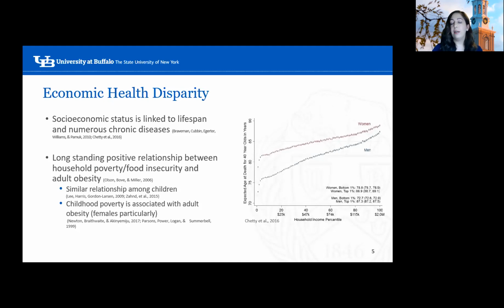While we spend a lot of time talking about poverty specifically on the left-hand side of this figure, this graded relationship is present across the income spectrum. It's simply more severe at the lowest levels of income. Obesity is thought to be one of the driving mechanisms for this. There's also a relationship between childhood poverty and adult obesity, particularly among women, which is not fully explained by childhood obesity or adult socioeconomic status.